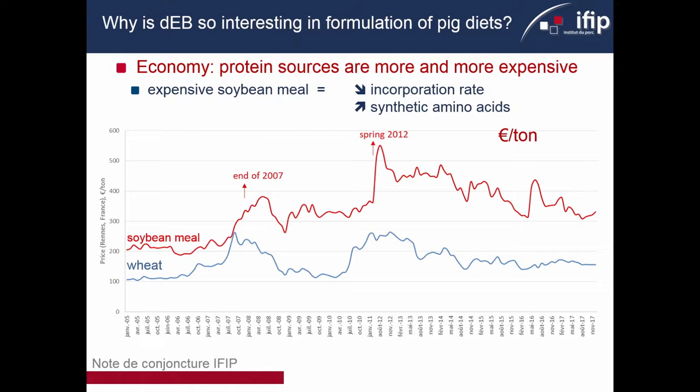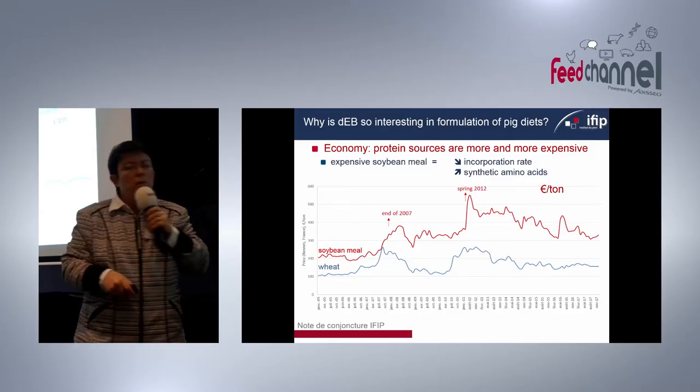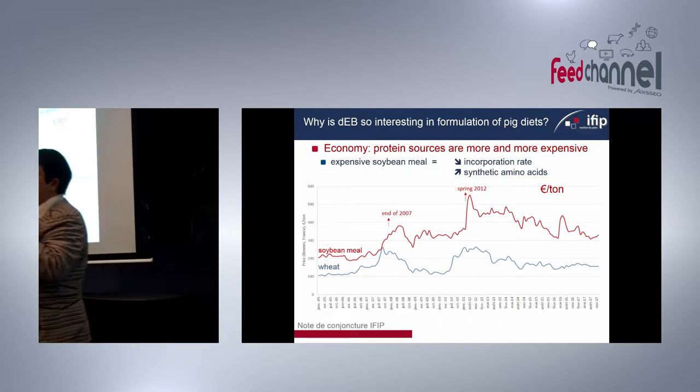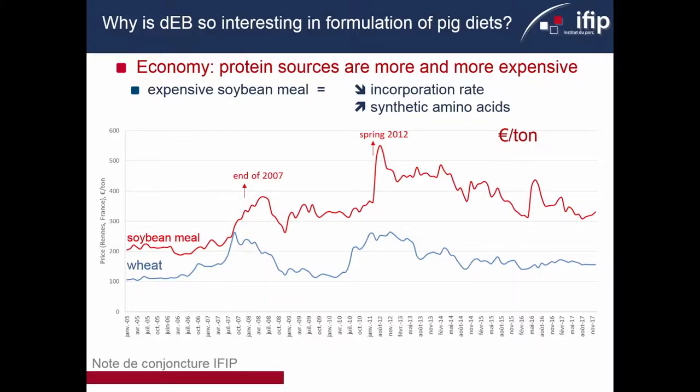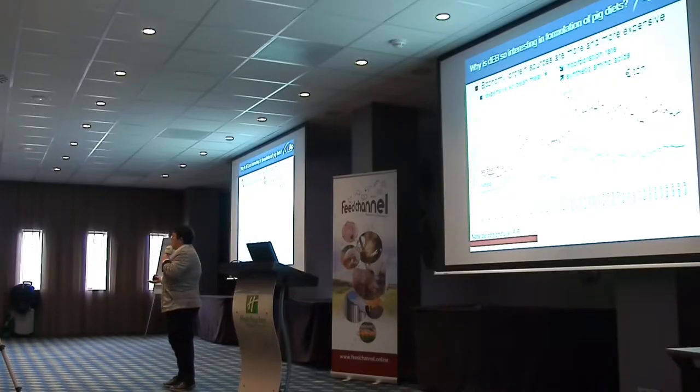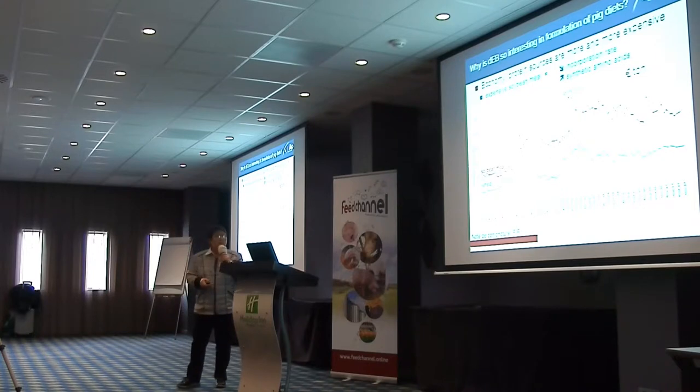You can see a very huge increase, for example, in 2012. In such cases, we have to decide: do we continue to incorporate soybean, or can we reduce it? And what are the consequences on the composition of the diet, even if we maintain the net energy values, the amino acid values, etc.? We'll see that there are some differences.